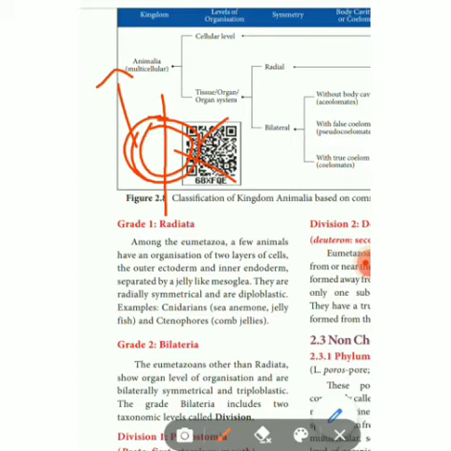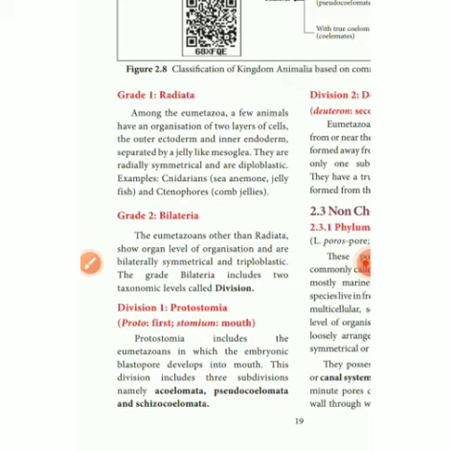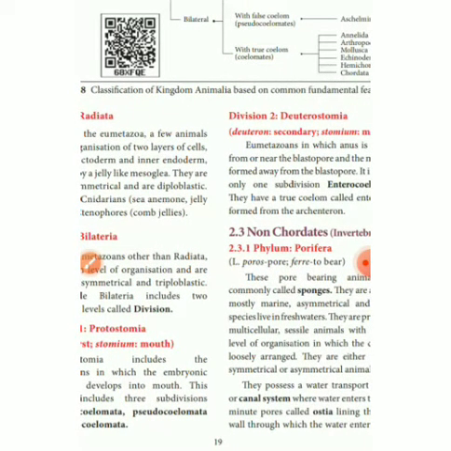Bilateria: the Eumetazoa other than Radiata, with organ level of organization, are bilaterally symmetrical animals. Unlike the diploblastic animals, these are triploblastic animals. So they are called Bilateria. In this Bilateria, the next level of taxonomic nature is division. So after subkingdom and grade comes division. There are two types of divisions: one is Protostomia, another is called Deuterostomia.